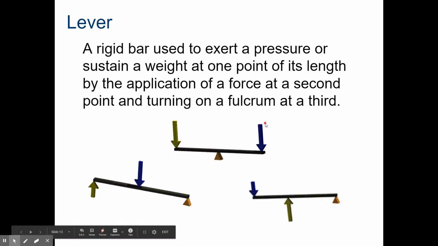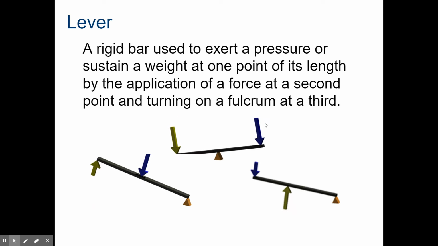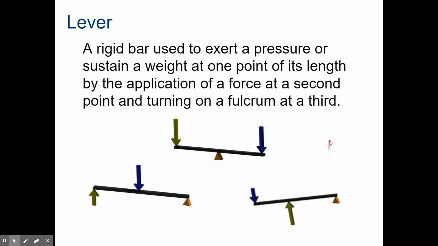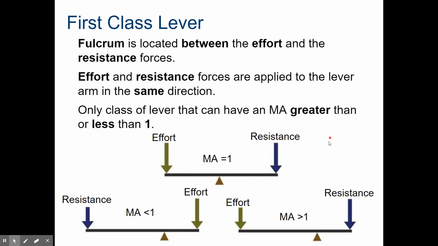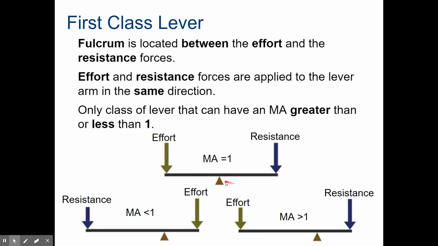But there's three types of levers. We call them first class, second class, and third class levers, and we're going to talk about each one of those here. The first class lever: the fulcrum is located between the effort and resistance forces, not right in the middle. It's just between. It could be closer to one than the other. So here in this diagram, here's your fulcrum. It is between the effort force and the resistance force. An example of a first class lever is a teeter-totter.